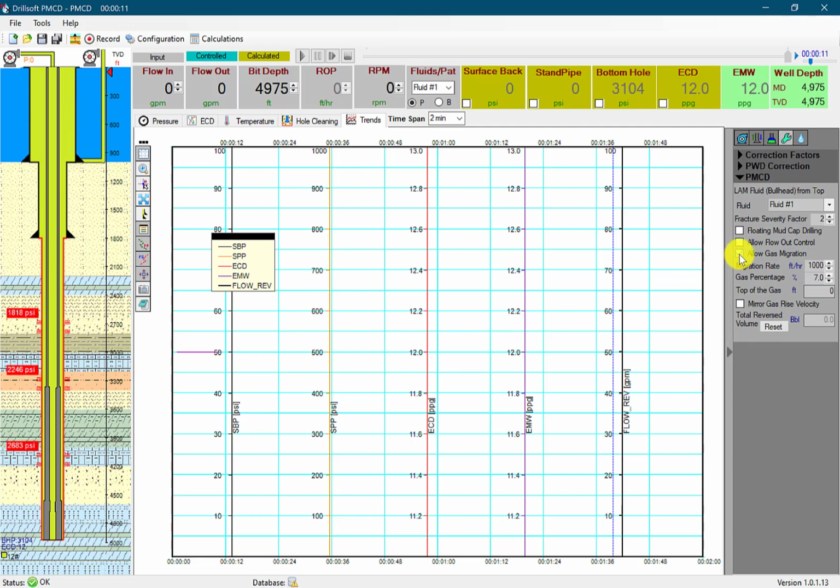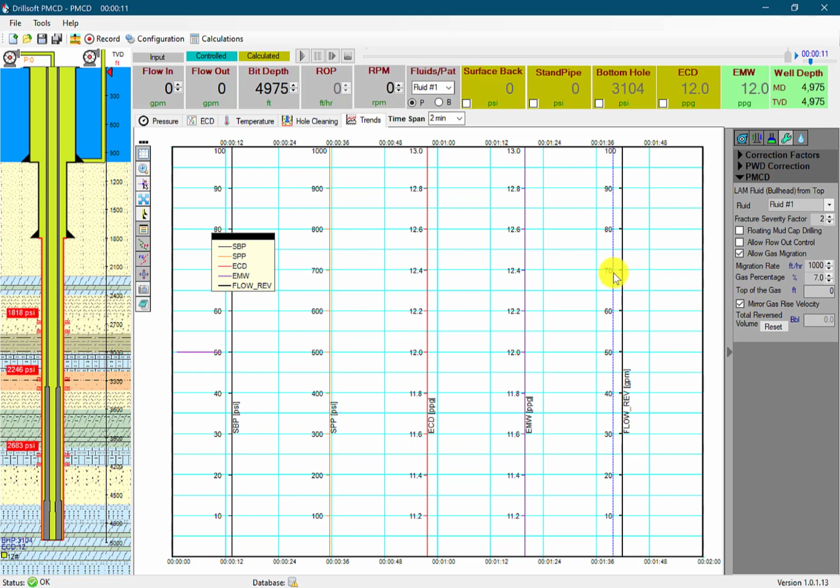And we can also allow gas migration in case there is gas inside of the formation that we have fractures at. We can change the migration rate and the gas concentration. These are 1,000 foot per hour and 7% by default. These can be updated based on how fast the surface back pressure is rising during a PMCD operation.